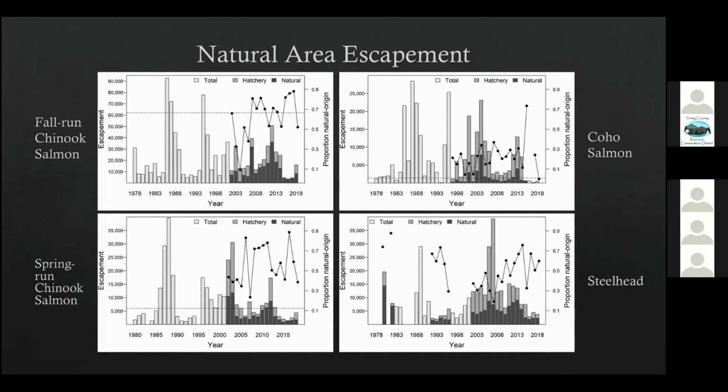In contrast, the escapement target of 6,000 naturally produced spring Chinook salmon adults was met in 4 of the years since implementation, and an escapement target of 1,400 naturally produced coho salmon adults was exceeded in 7 of the years.